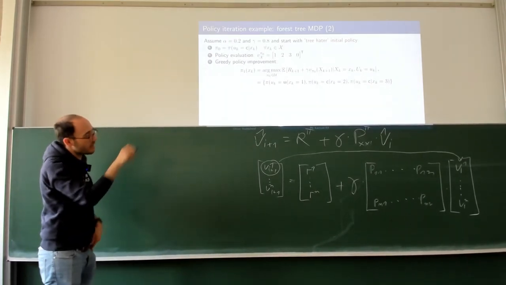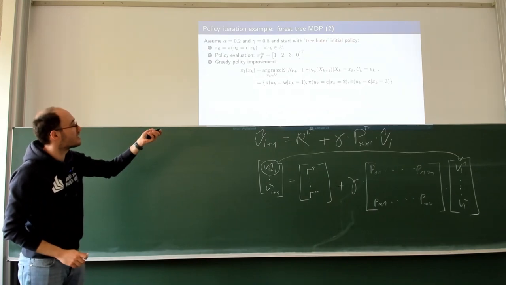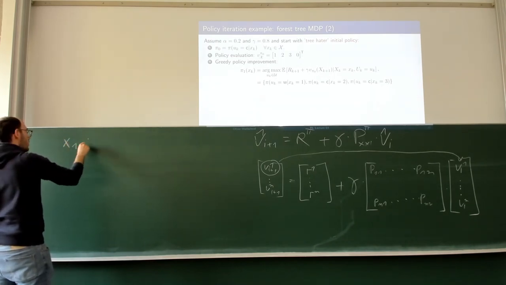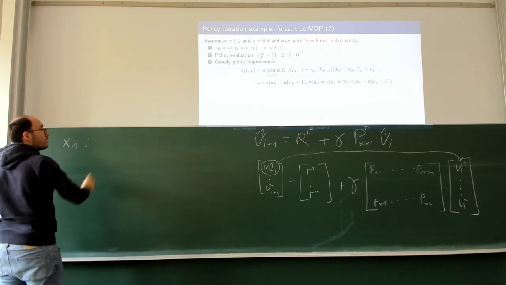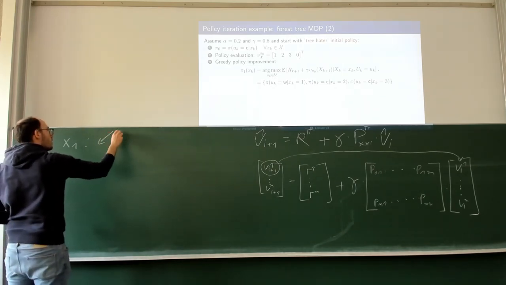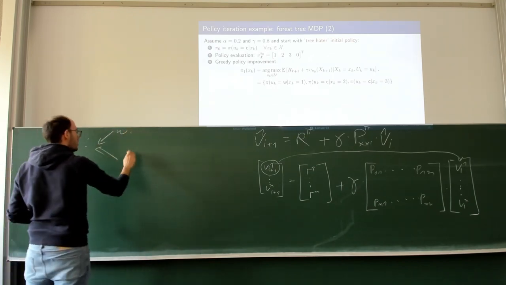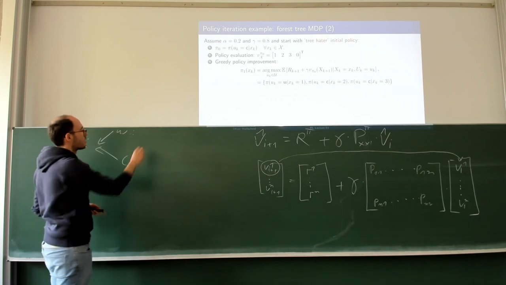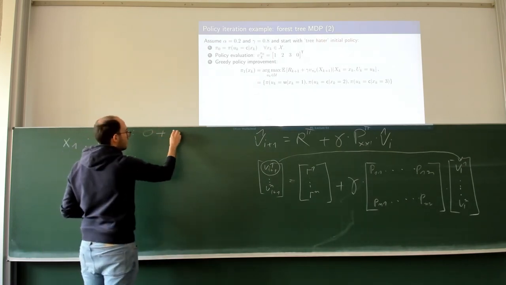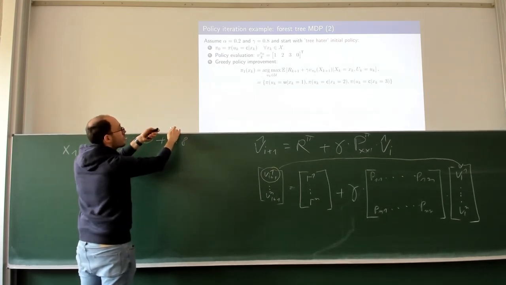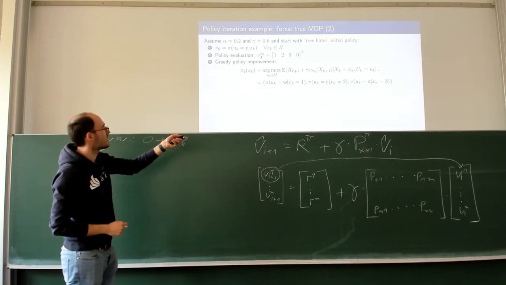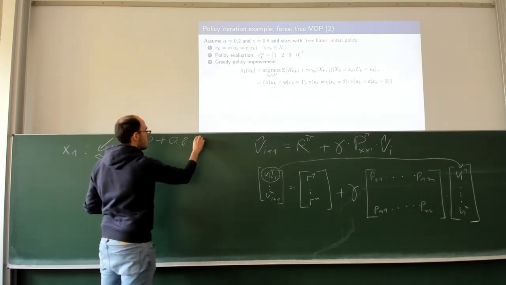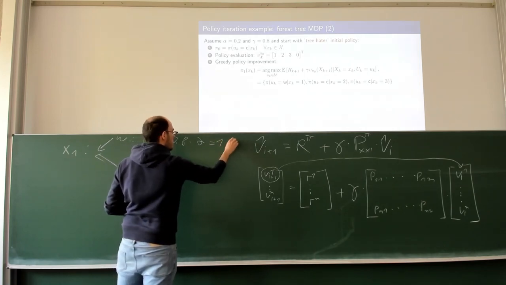So for, let's say, the first state, for state number one, we have x1, this would be waiting, this would be cutting. In the waiting context, we would get a reward of 0 plus discounting, I think we have set the discounting to 0.8, plus the state value of the successor state. If we wait, the successor state would be the second state, which is times 2. So this would be then 1.6.